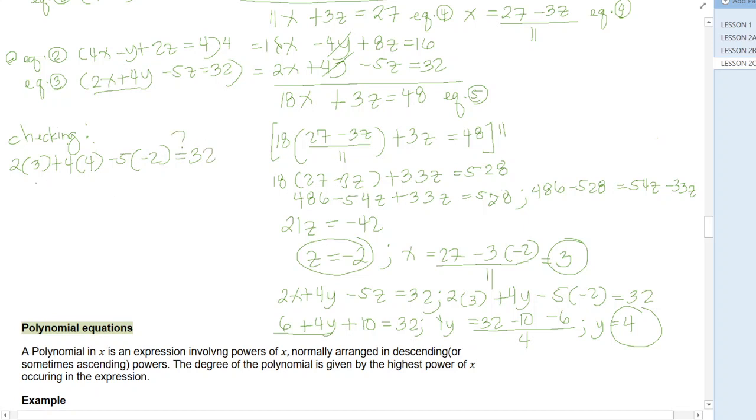So that is 6 plus 16 plus 10, is it equal to 32? So that is 16 plus 6 plus 10, so that is 32. Okay, so 32 is equal to 32. So our values of x, y, and z are correct. So that is 3, that is 4, and that is negative 2. Those are the values of your x, y, and z.